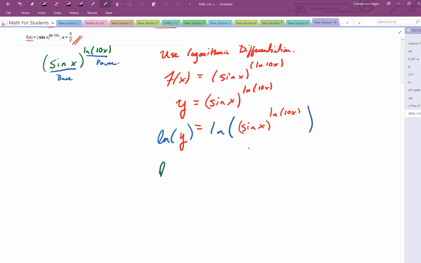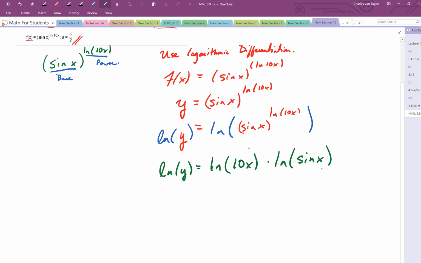Okay, so let's just take a moment to rewrite it. We get the natural log of y, and this is why we did this procedure. This is why we're doing logarithmic differentiation, because what can I do now? For this exponent, I can pull the power of the exponent out of the logarithm through multiplication. So the logarithm that's coming out is the natural log of 10x times the natural log of the sine of x.